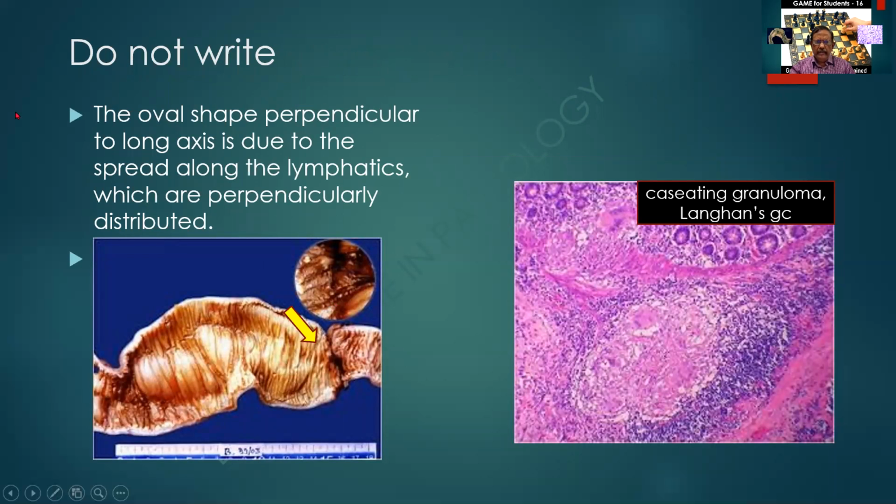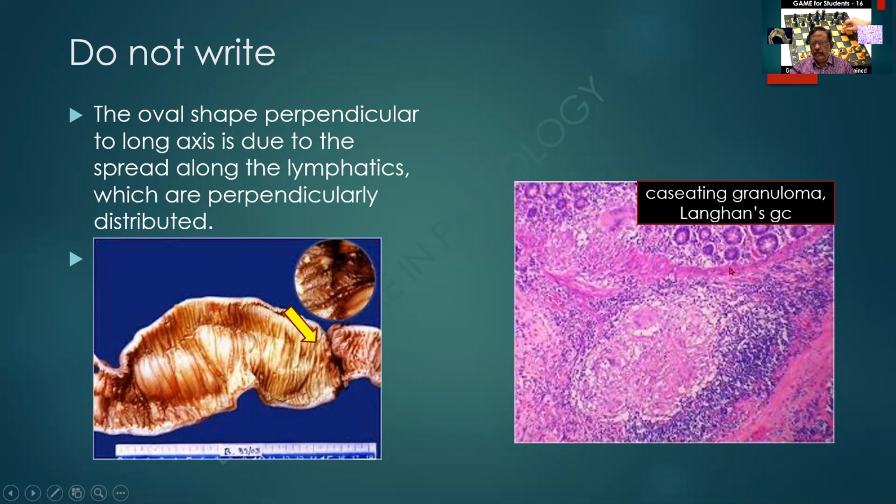Yet another diagram, this you people need not write but observe. So there is an area of constriction over here and this is a normal mucosa. The oval-shaped ulcers are perpendicular due to the spread along the lymphatics, which is perpendicularly distributed. And this, of course, will be the histological counterpart, which is generally not given to the students as a slide. Tuberculosis of the lymph node is given, whereas an intestine is usually not given.